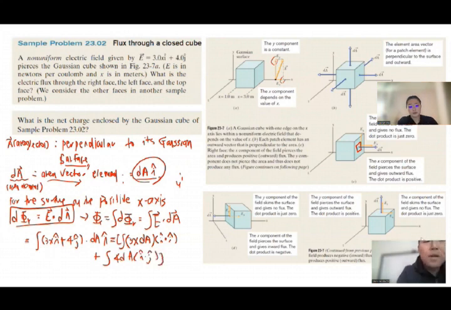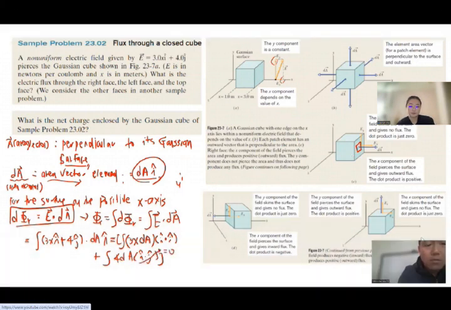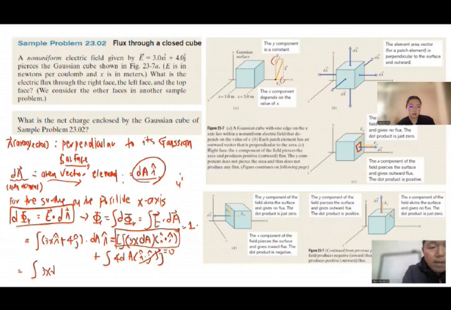As you know, i, j, k are normal to each other, which means their unit vectors are perpendicular to each other. The dot product between two vectors in perpendicular directions is zero, so i dot j should be equal to 0. So only this one is left. And the dot product of a unit vector with itself should be equal to 1. This leads to the integral of 3x dA.